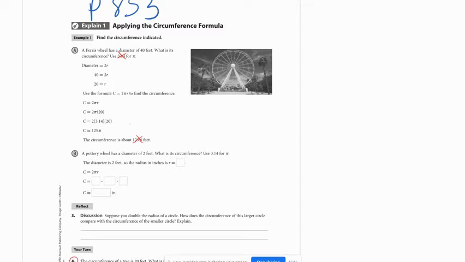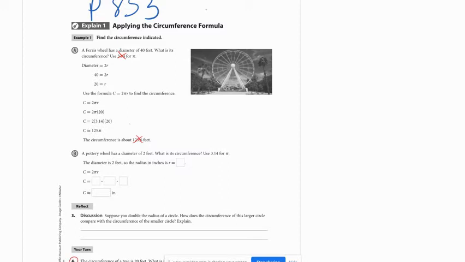We are going to be working on circumference and area of circles today, which many of you may have already learned how to do in middle school, but we'll go ahead and go through some examples just to make sure. And so this is section 16.1.